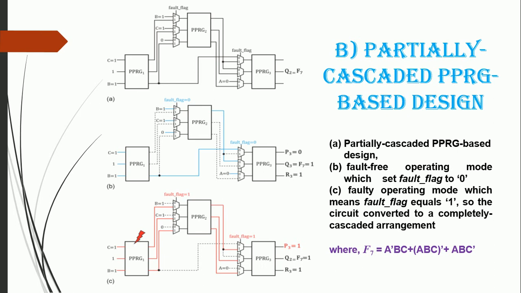This circuit is designed for getting the function f7, which is equal to a'bc + (abc)' + abc'. The same procedure is followed as before, that is, the completely cascaded case, but the thing is it will get converted to the completely cascaded arrangement only when the fault flag is set to 1. That is the main thing, and the same error detection and error correction procedure as defined before is used here also.